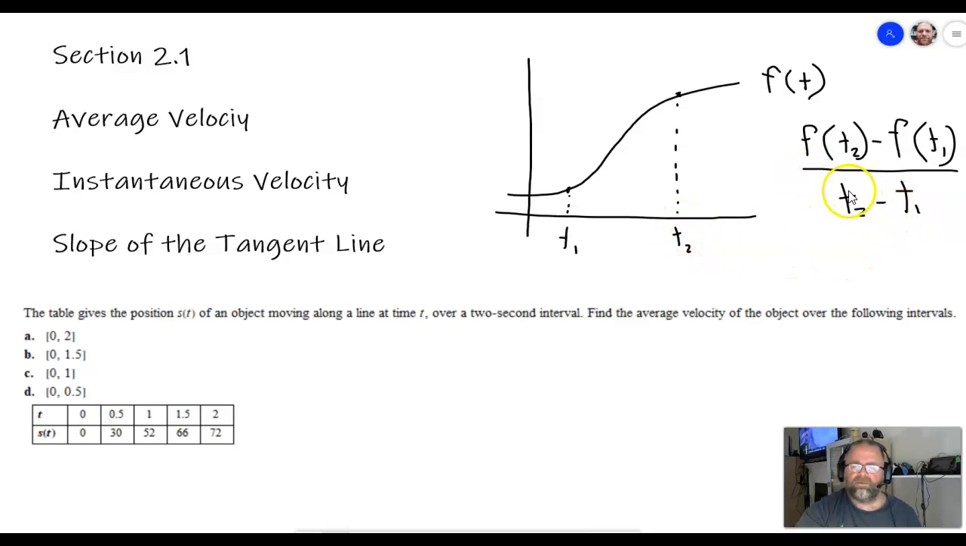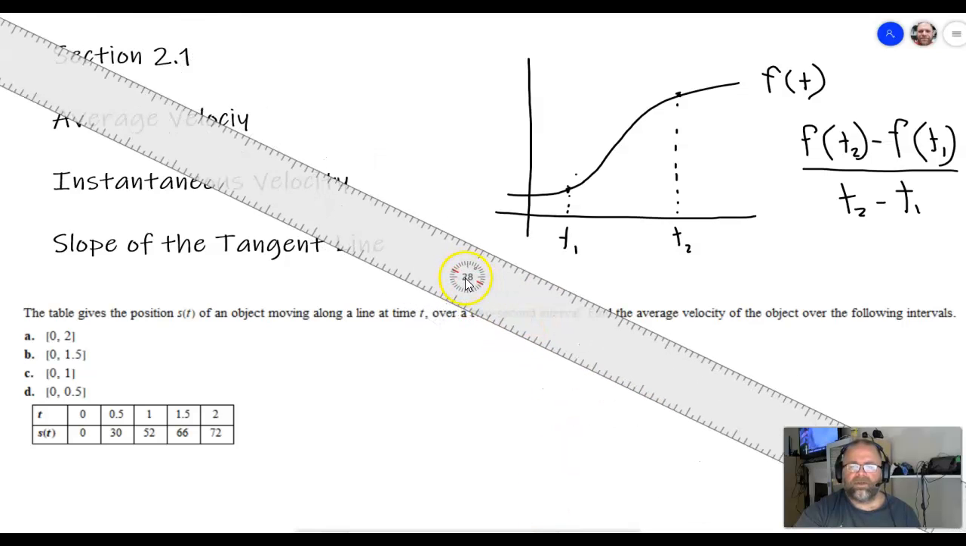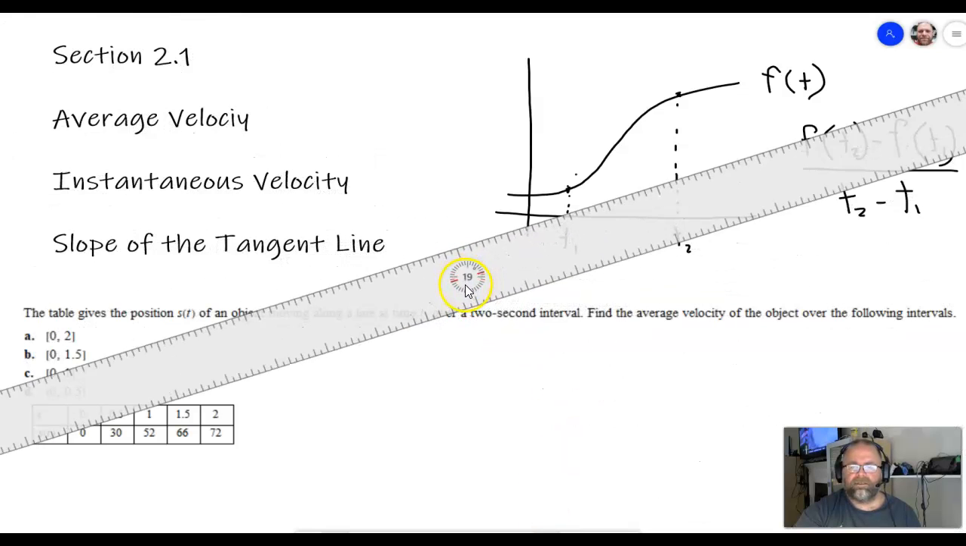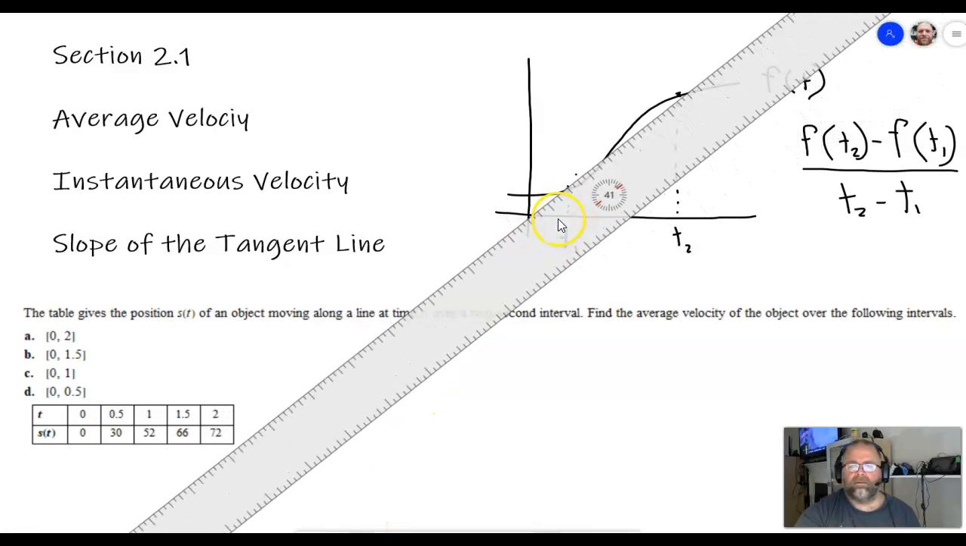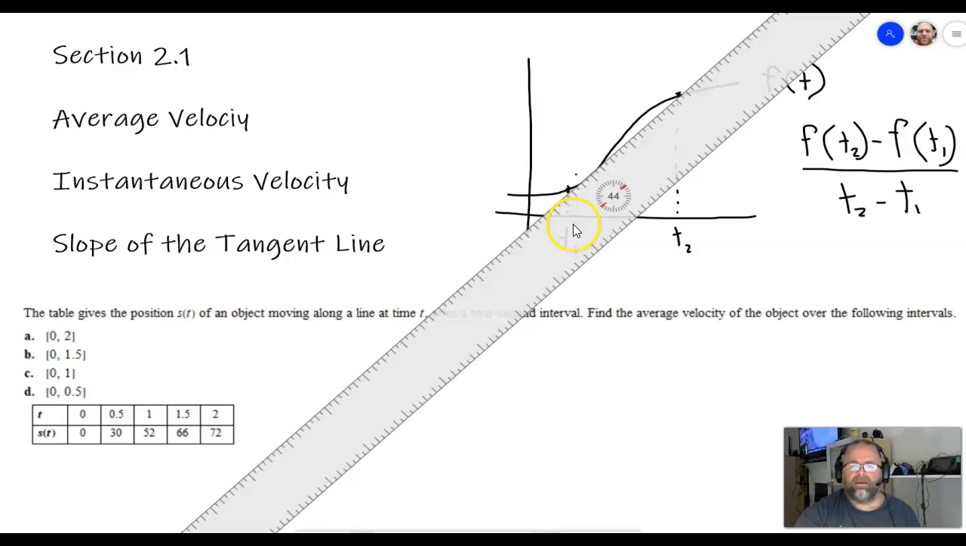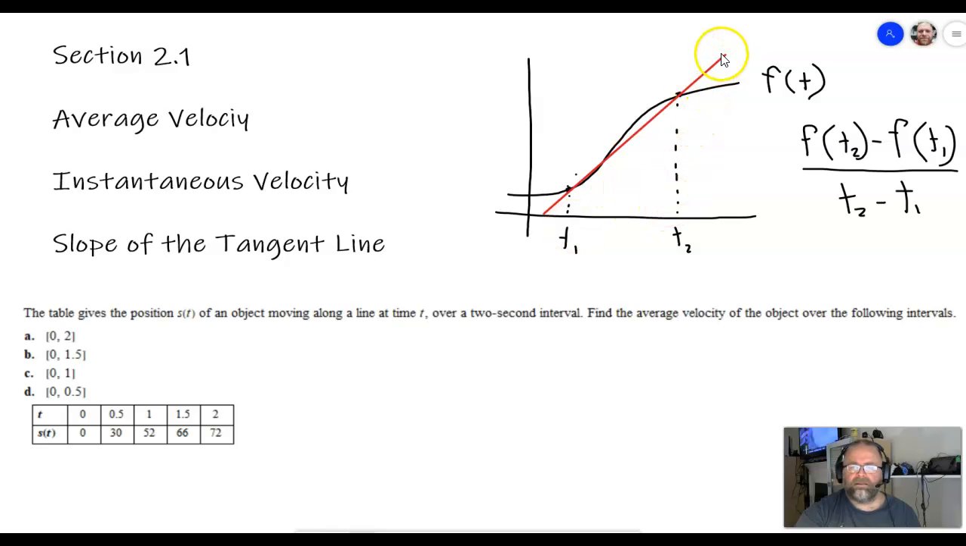Remember, the slope is y2 minus y1 over x2 minus x1, and we have the same kind of idea here, because if we talk about the straight line between those two points, then the slope of that straight line is going to end up giving us our average velocity.